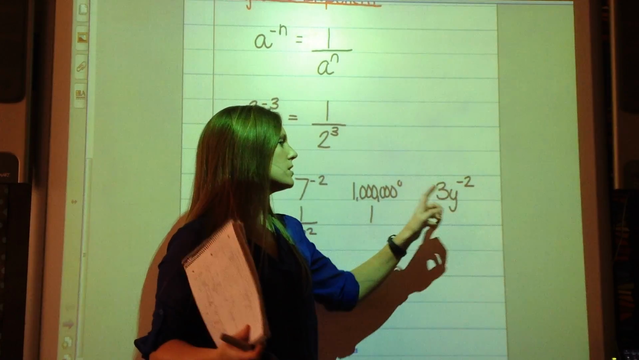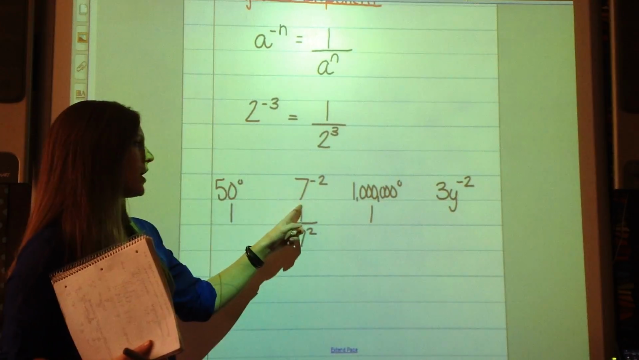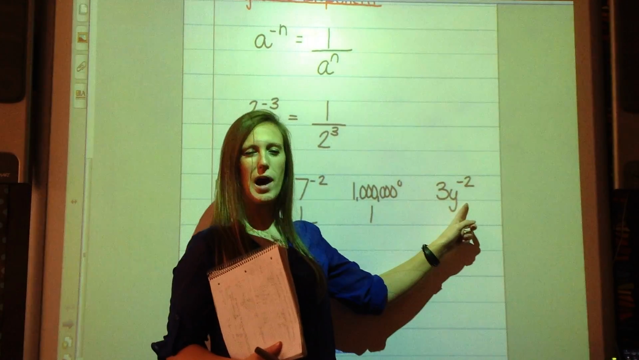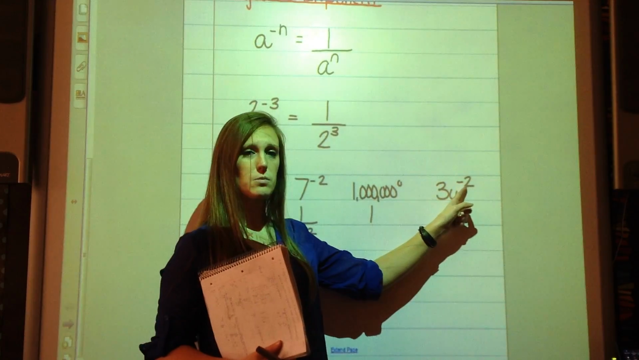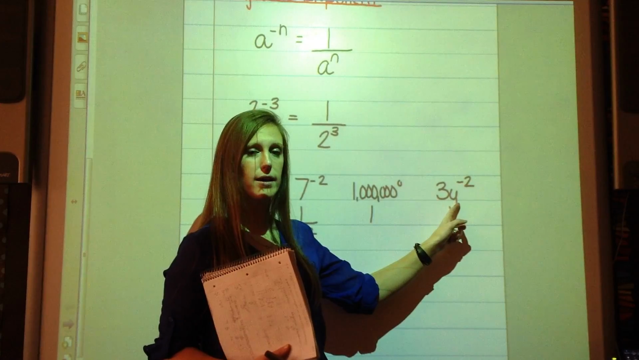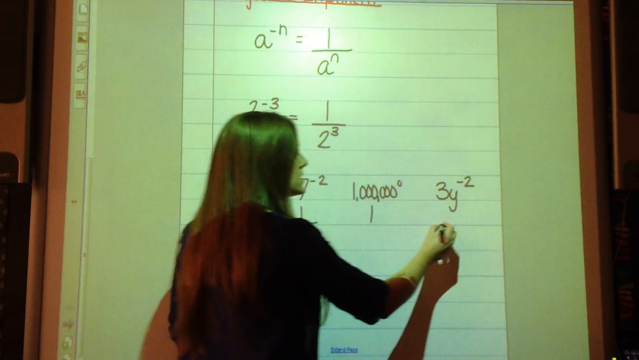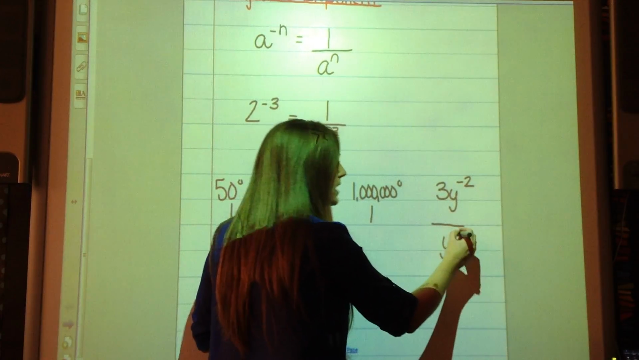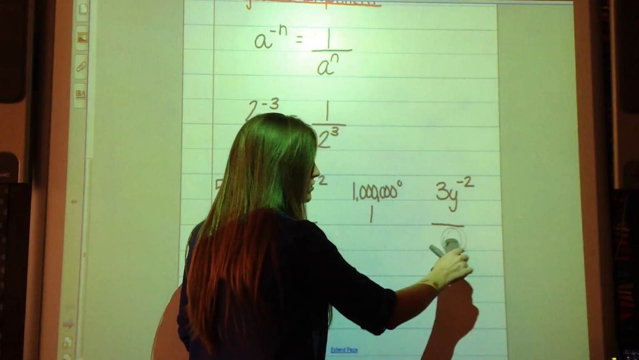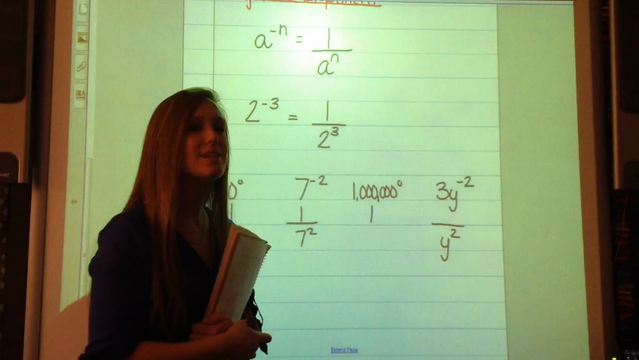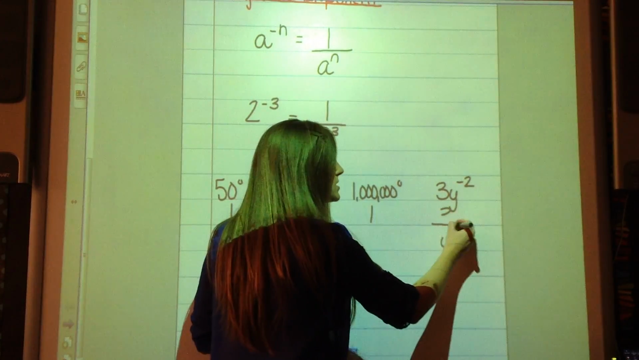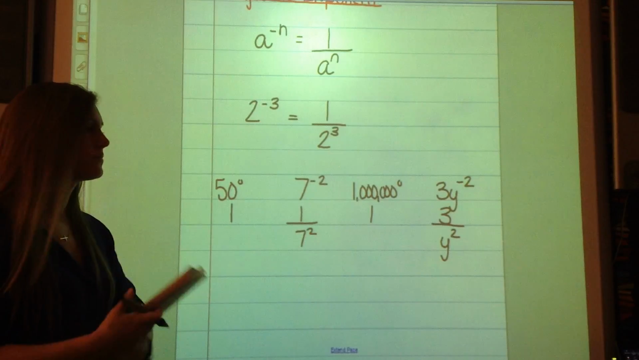Okay, this one's different than this one because here my base is y and my coefficient is 3. This negative exponent only belongs to the y. So the only thing that's moving to the denominator is the base and the exponent, which is 2. The coefficient does not have a negative exponent, so it stays in the numerator.